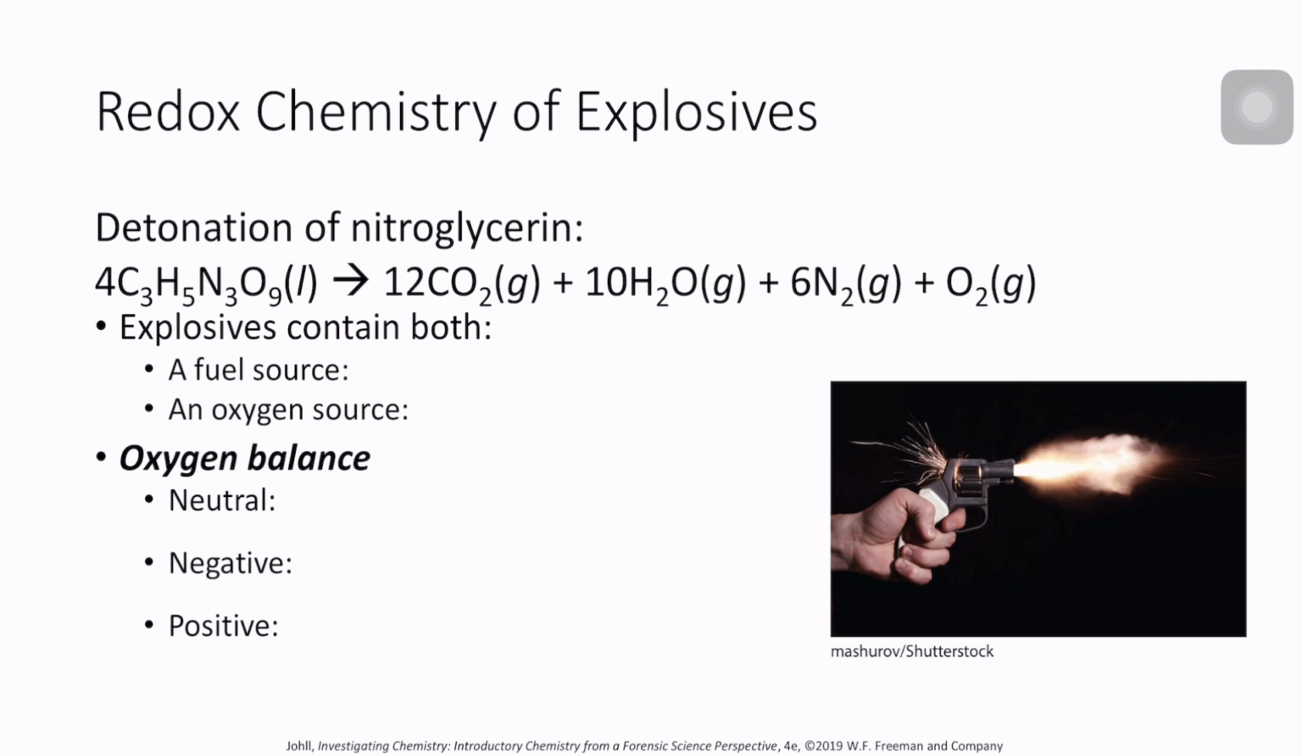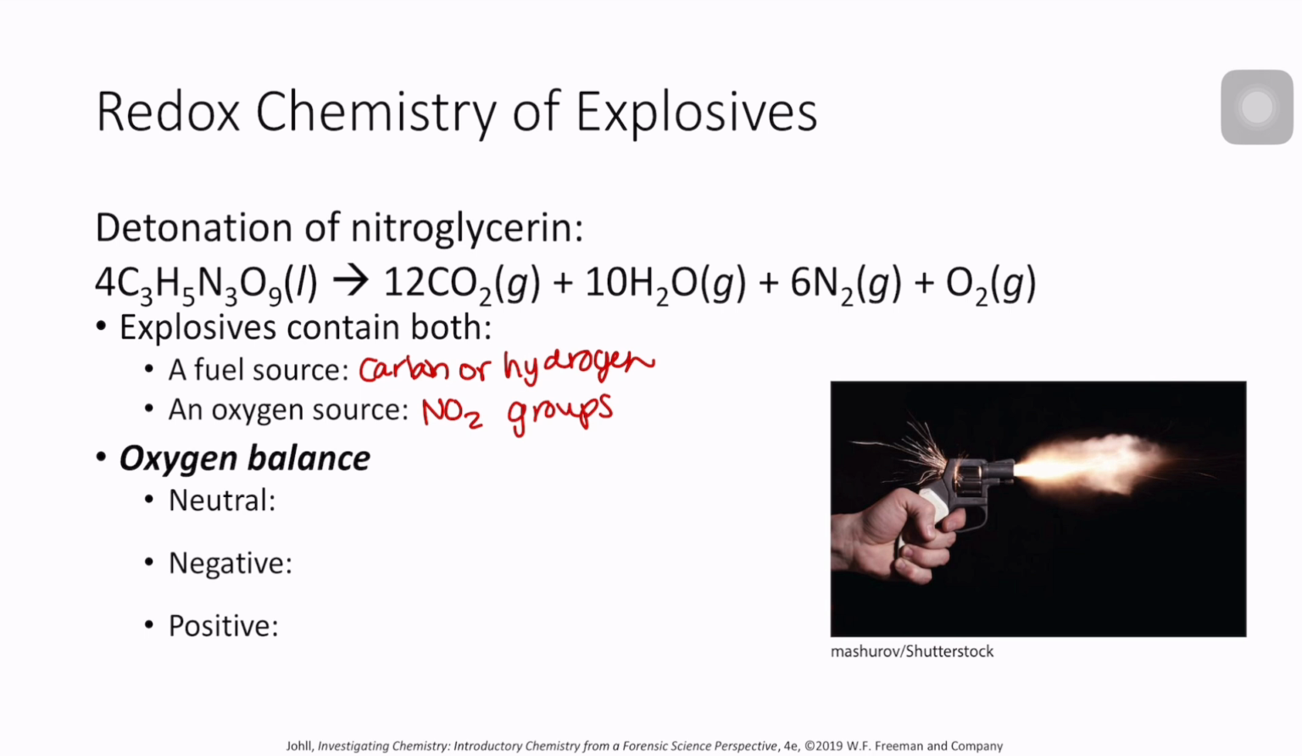So, in order for an explosive to work, it needs to have two things. It needs to have a fuel source. So, this is going to be carbon or hydrogen. Essentially, it has to have something that will burn. And then it also needs an oxygen source. And this is where we have our NO2 groups. So the NO2 groups is what's going to provide oxygen for the explosion.